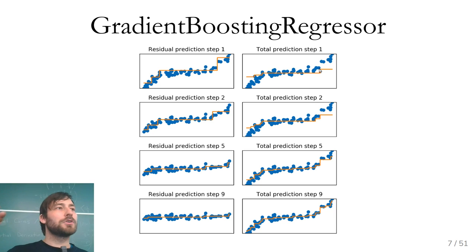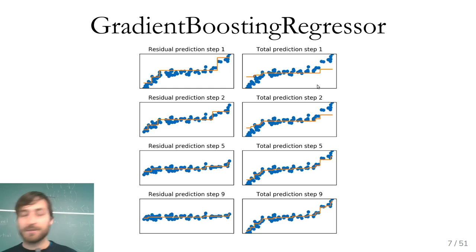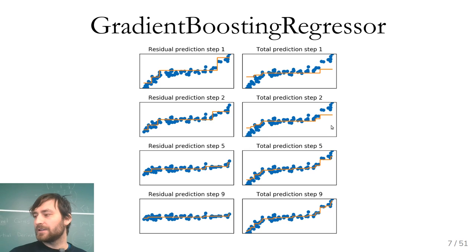Before, my current solution was just a single tree. Now it's a linear combination of two trees: 0.1 times the first tree plus 0.1 times the second tree. You can see this total prediction is more fine-grained and better approximates the function. Now I take this current total prediction, 0.1 times f1 plus 0.1 times f2, and subtract it from my data, and I get a new data set of residuals. This keeps looking more and more like a constant, which is what we want.